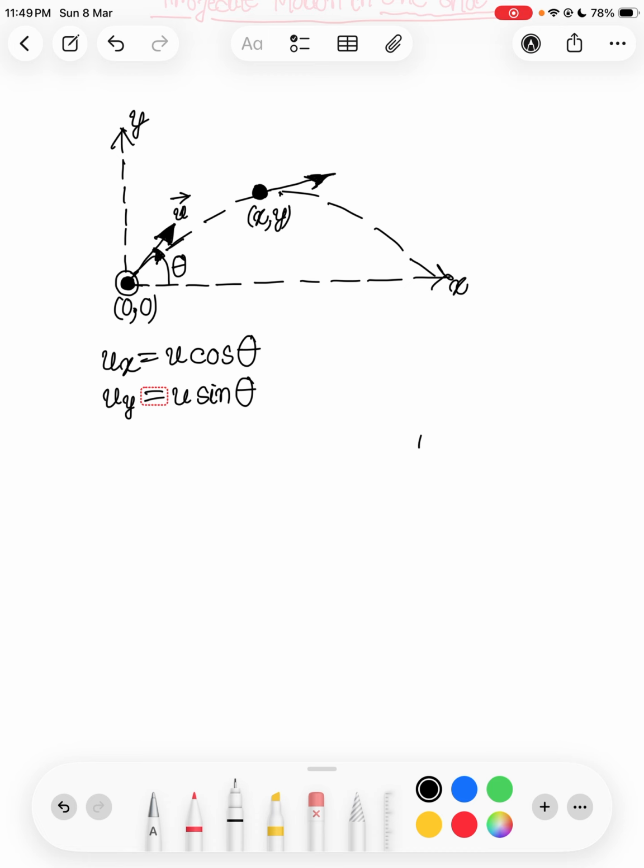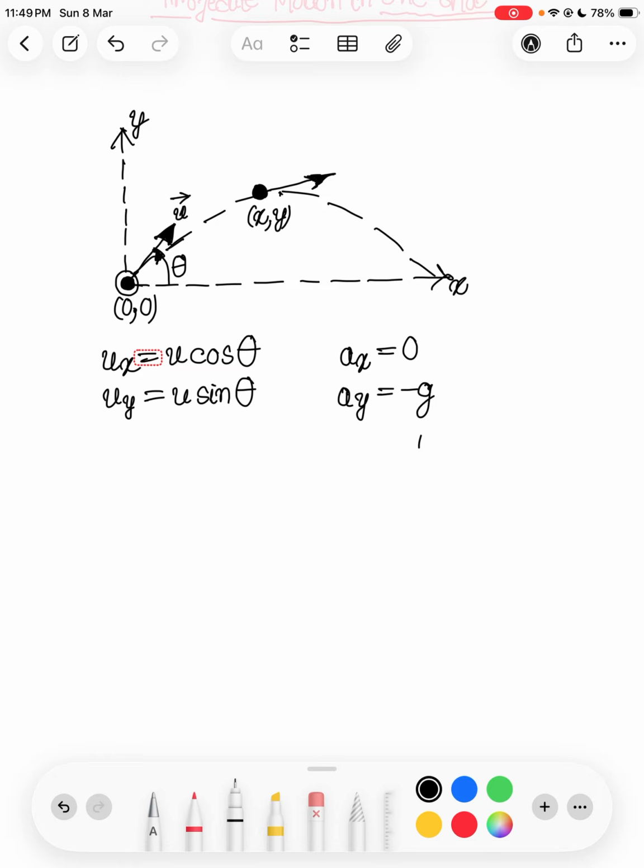About the accelerations: in the x direction, as we have already assumed that there is no air drag or any force, the acceleration in the x direction is basically 0, and the acceleration in the y direction is nothing but minus g. The minus sign comes because the direction is downward.